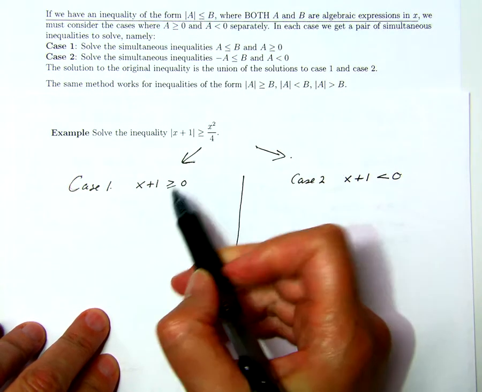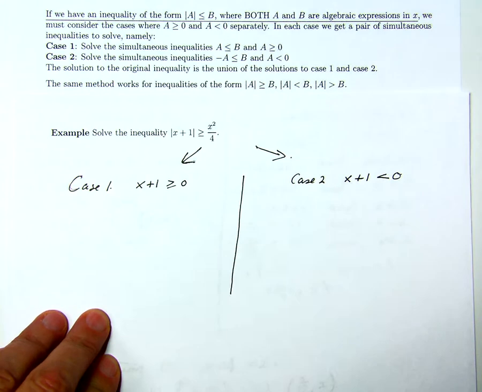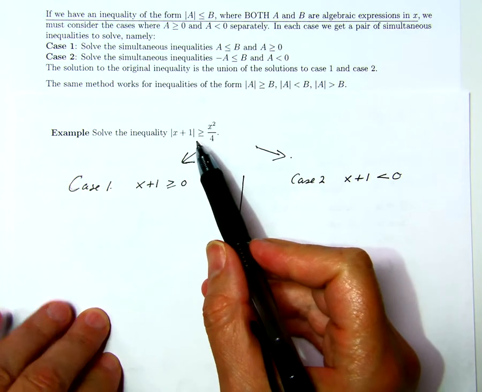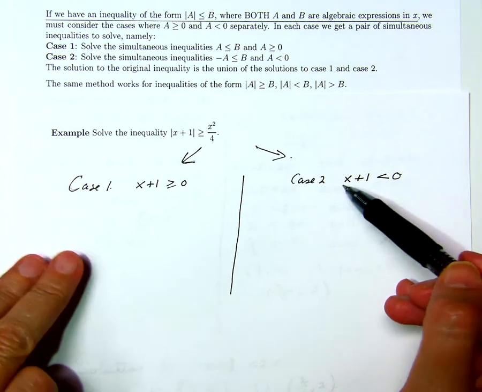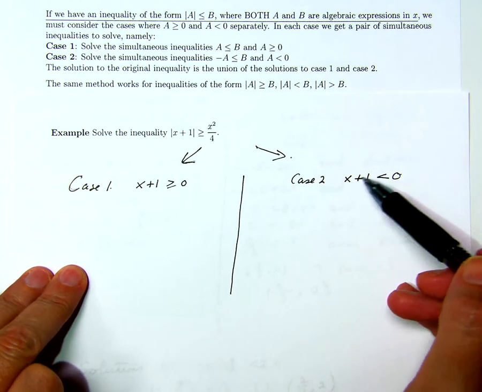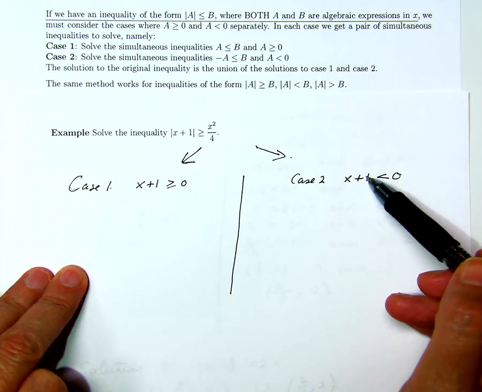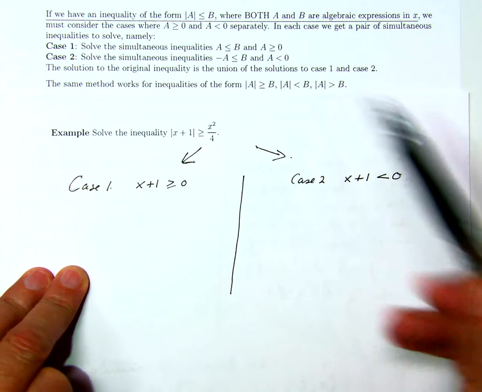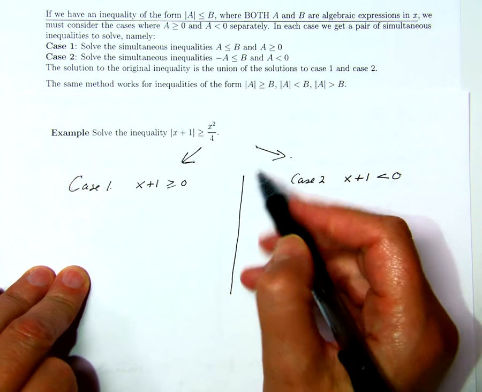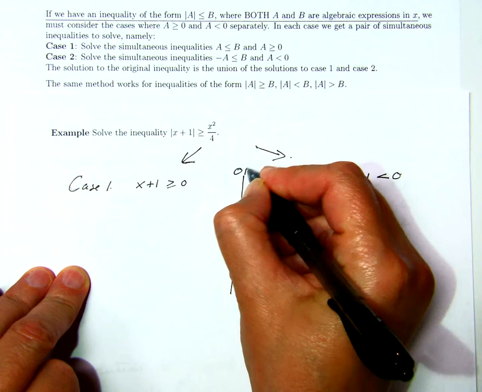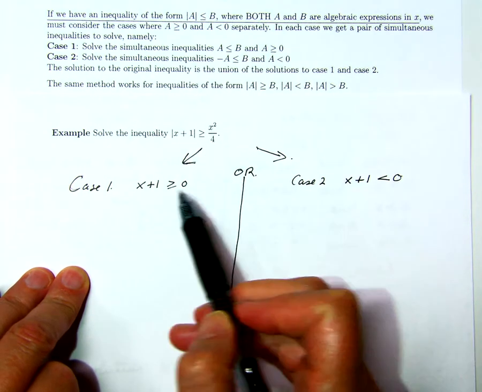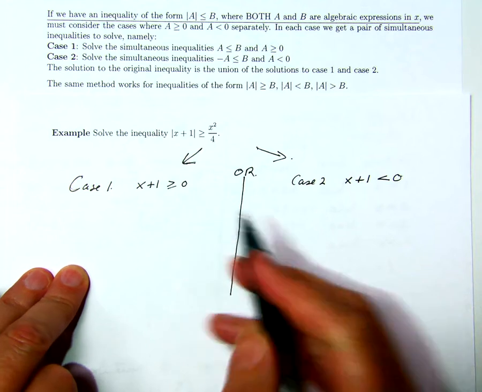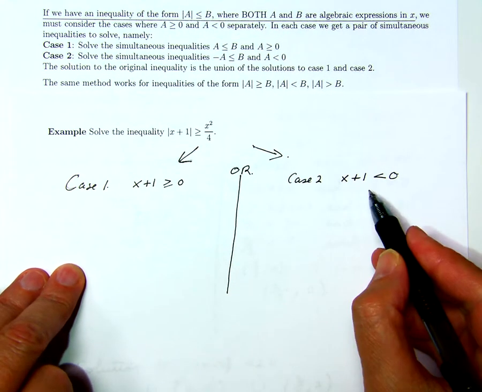And any x which gives us a solution here gives us a solution to the original inequality, and also the same for case 2. If I have an x value which gives me a solution under this condition, it is a solution to the original inequality. So the solution set to the original inequality is going to be the union of these two solution sets. Let's see what happens in case 2 first.